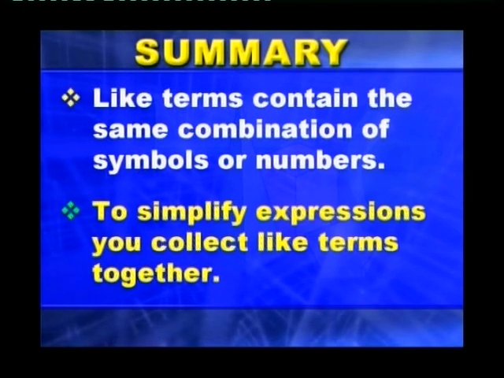Summary point number 2, to simplify an expression, you collect like terms together. So in order for you to simplify an expression, you have to collect like terms which have the same combination of symbols or numbers. If they don't have the same combination of symbols or numbers, it will be difficult for you to simplify because the rule doesn't apply. You only simplify when the terms are like terms.